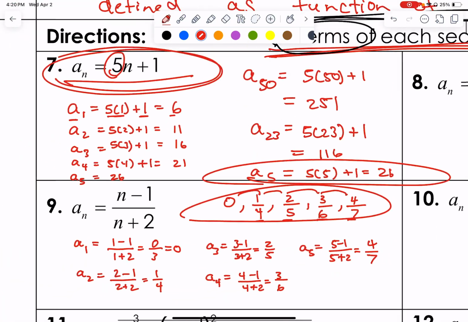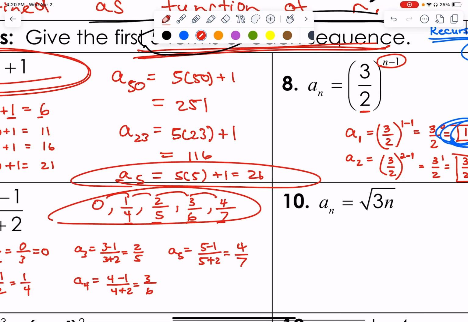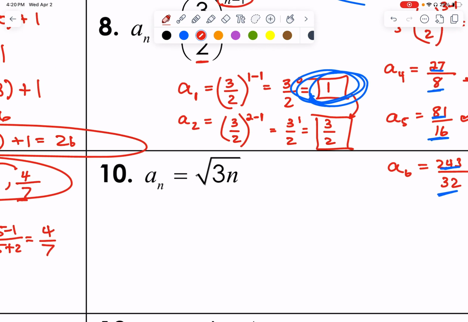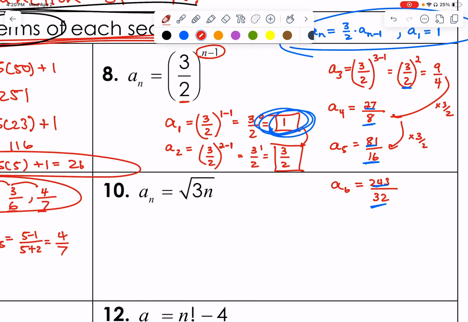Remember, recursion's when you write it with the a sub n and the a sub n minus 1 and the a sub n minus 2 and a sub n plus 1 or whatever. All those different ones. Let's do this next one. This will be pretty easy.